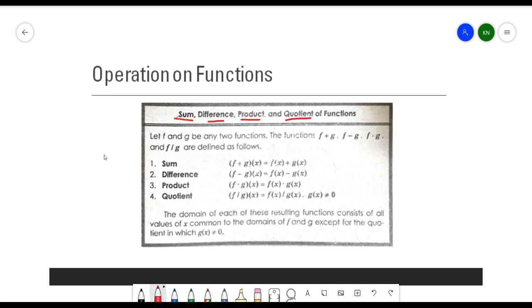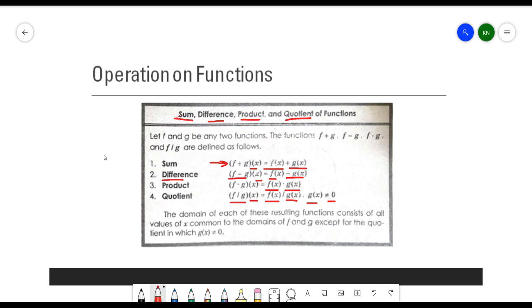For the sum of our functions, we have this symbol f plus g of x, which is equivalent to f of x plus g of x. And the difference, f minus g of x, is just equivalent to f of x minus g of x. And for the product, the same. We have f times g of x is equivalent to f of x times g of x. And we also have that f divided by g of x is equivalent to f of x divided by g of x, in which g of x cannot be equal to 0.